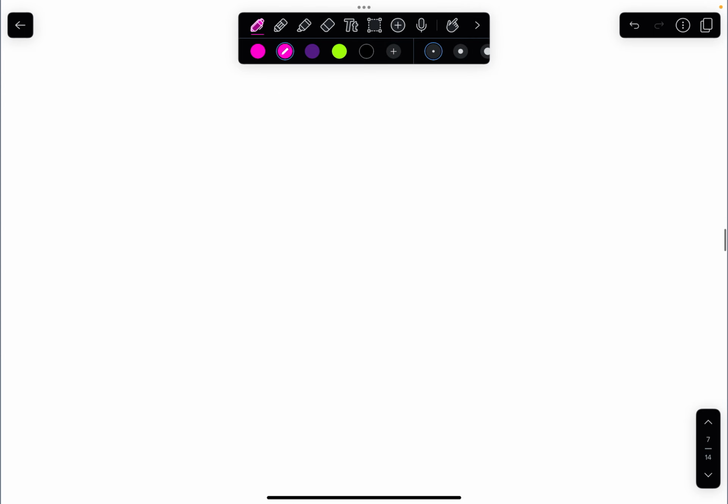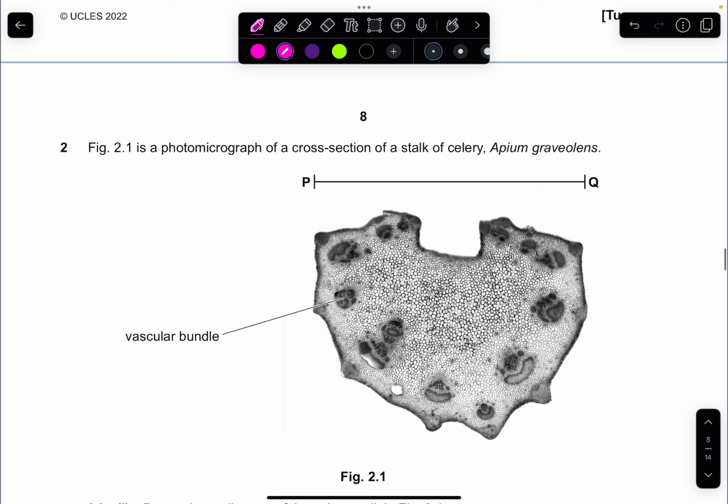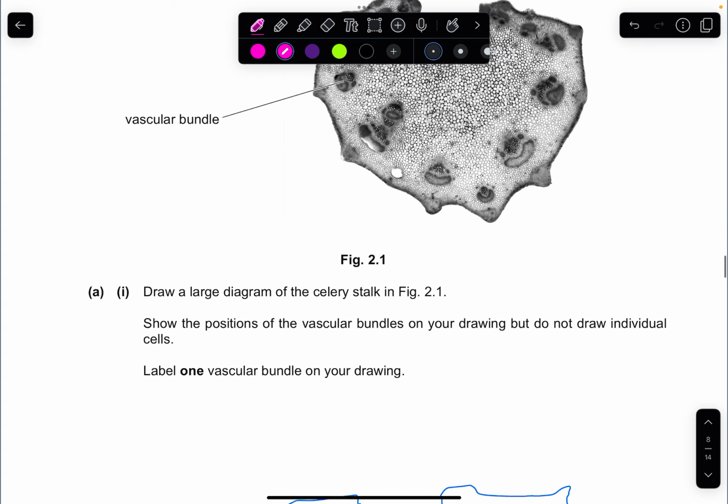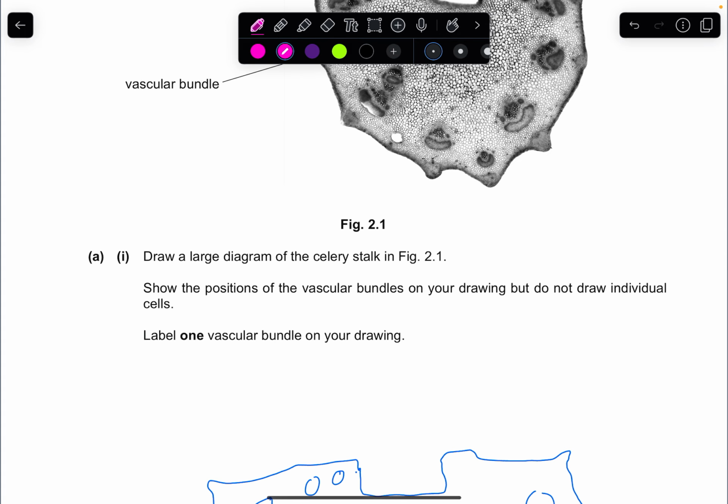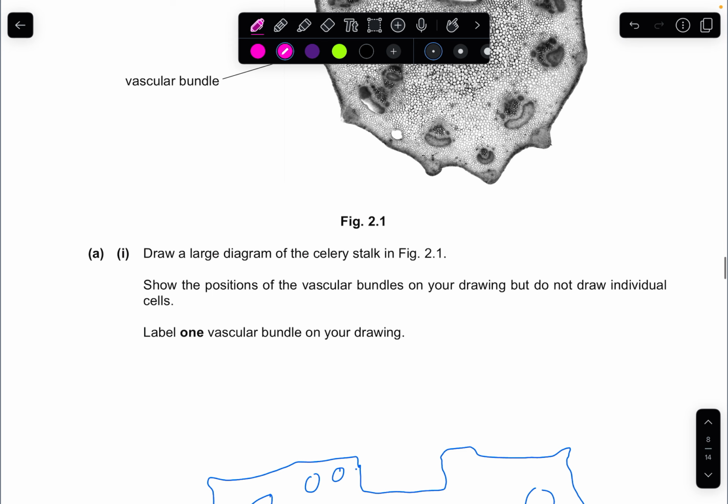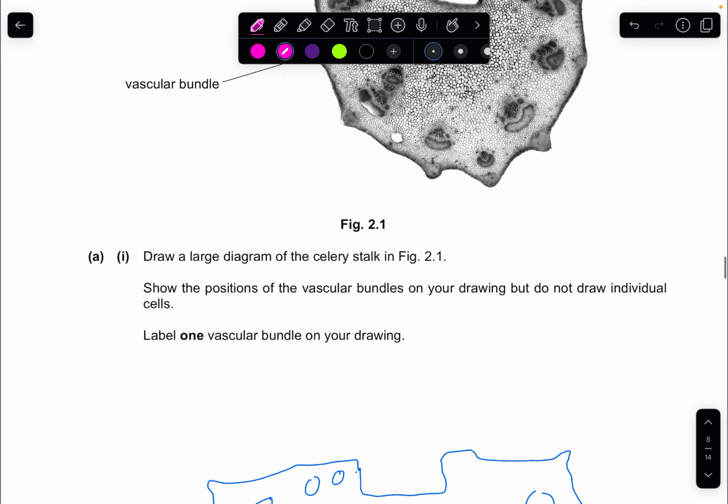The next question is, they show a photo micrograph cross section of the stalk of celery, and the question is to draw the diagram of the celery stalk. Remember, when you are going to draw this diagram, just remember a few things: you should not shade anything. Your lines should be clear and more continuous.